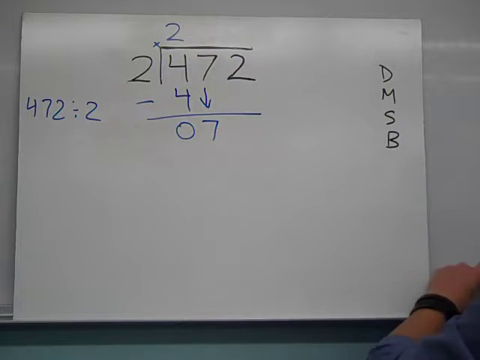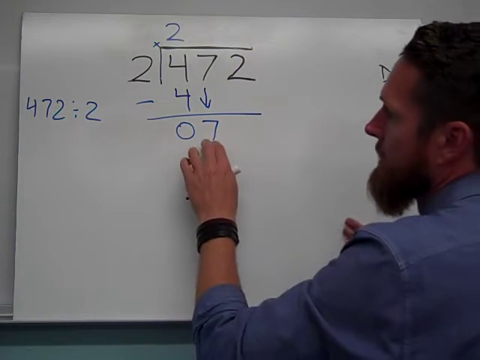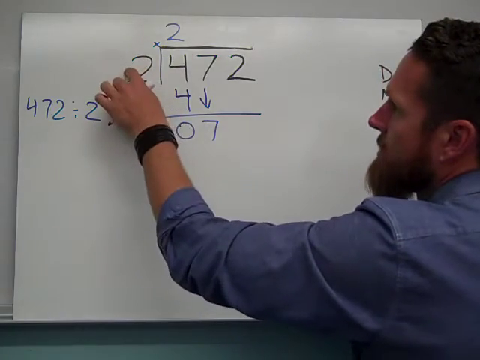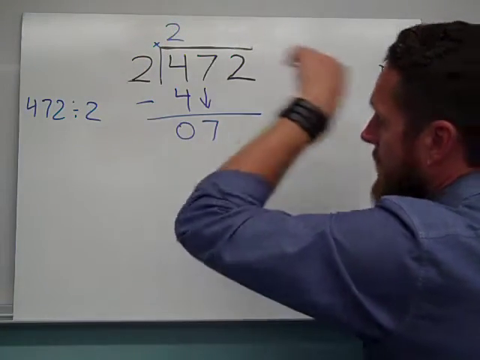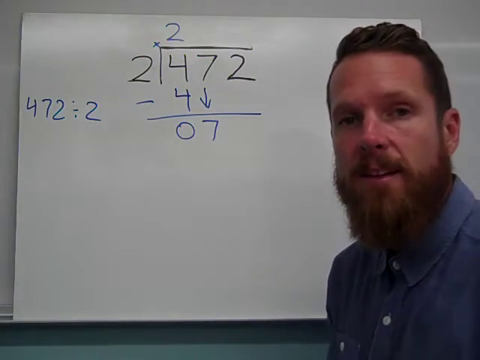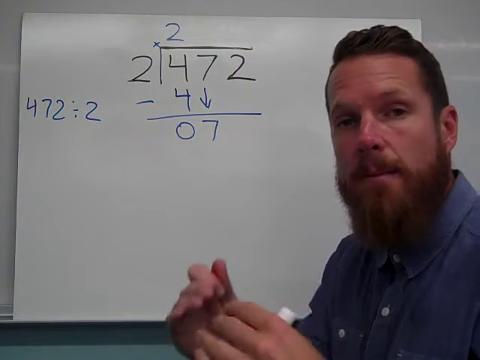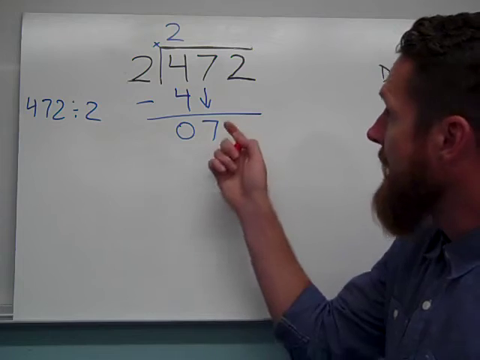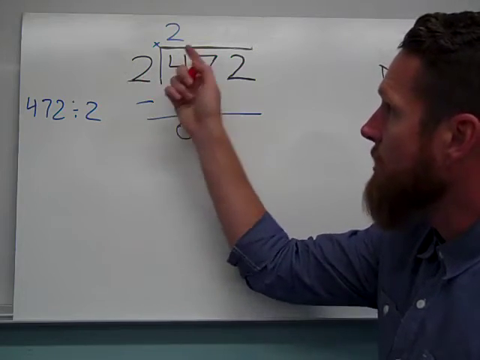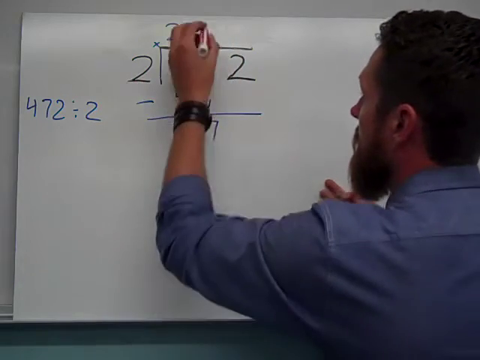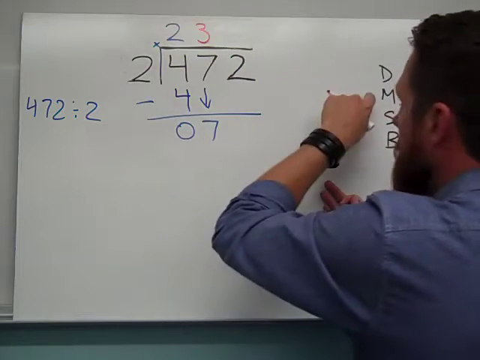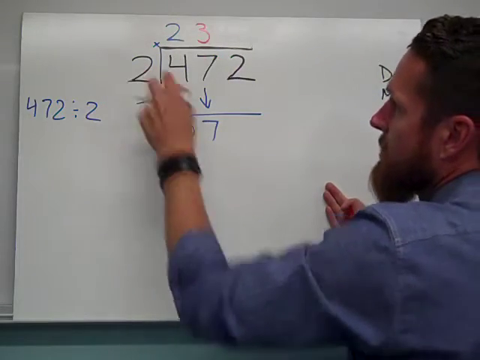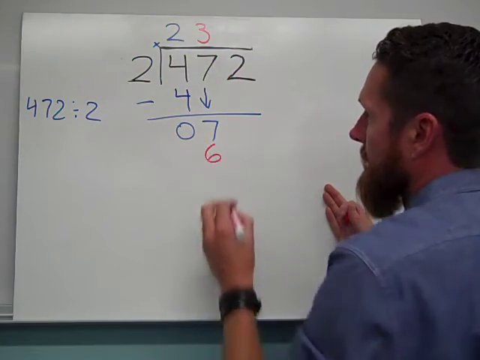Now I start all over again. And I go, 7 divided by 2 equals what? Well, it doesn't go in exactly evenly, so I need to get a number that's just below that. For example, a 6. And I know that 6 divided by 2 would equal 3. All right? Or the next part, multiply. 3 times 2 equals 6.